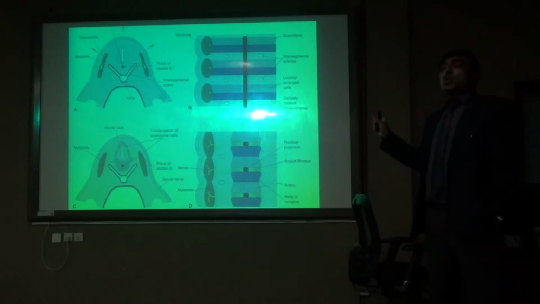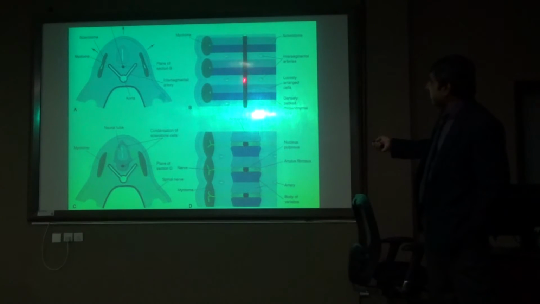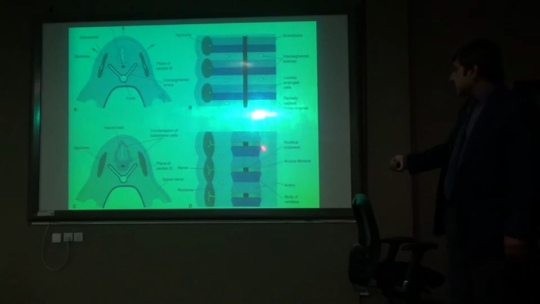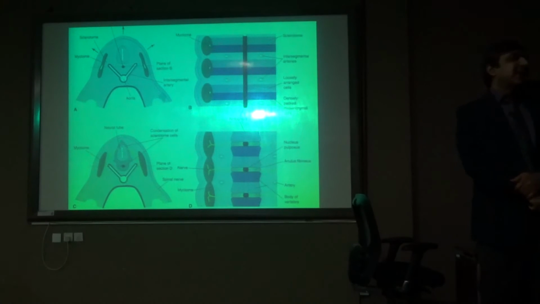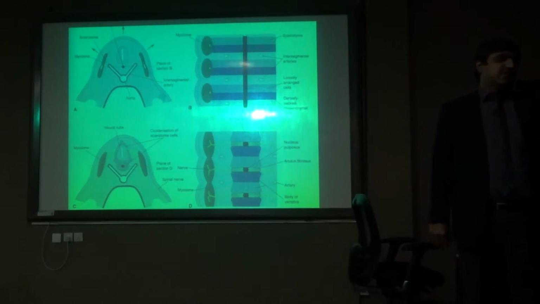So, this nucleus pulposus is a remnant of the notochord. The notochord disappears completely, but the nucleus pulposus is formed by that. Clear? This is how the vertebral column is formed.